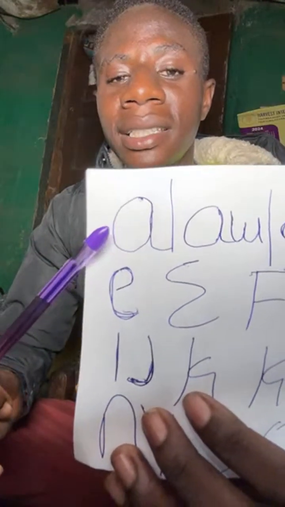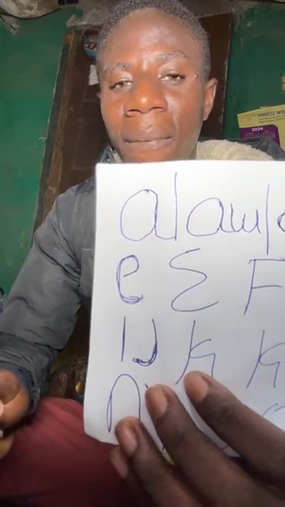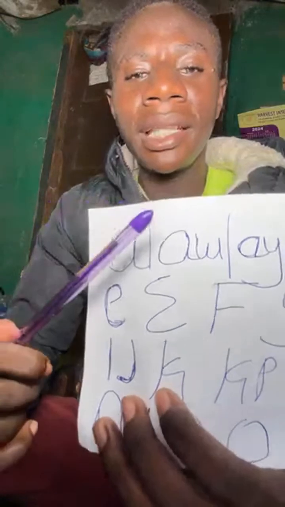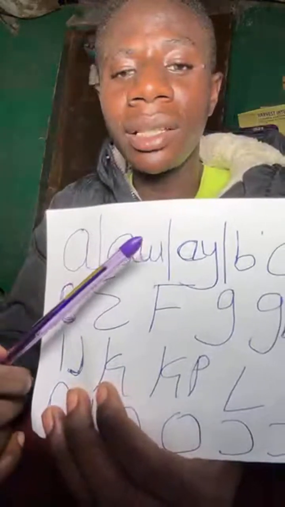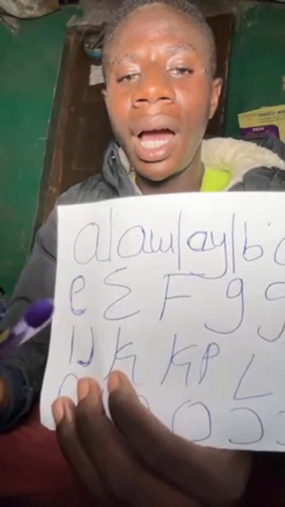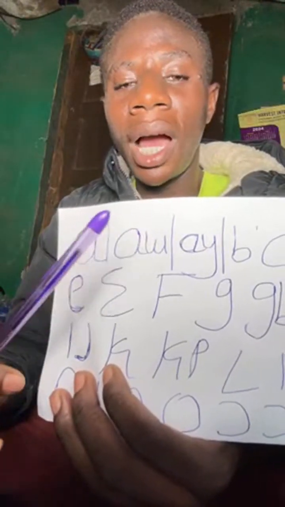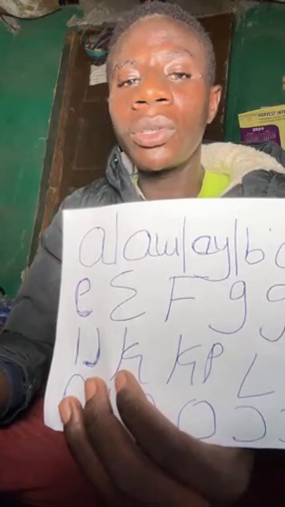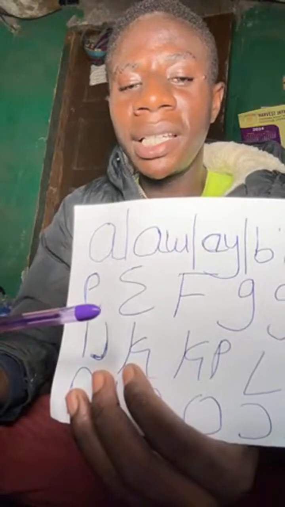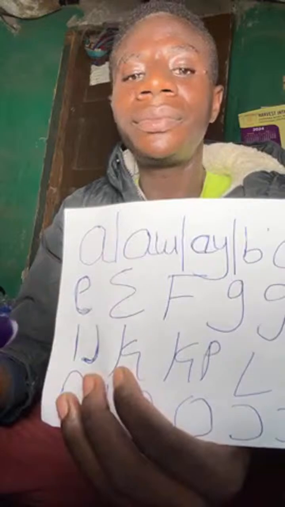This letter is A, and in Creole it's called A. And this AW you see here is called ow. For example, you want to say, how are you doing? In Creole, we spell the R as AW, ow.